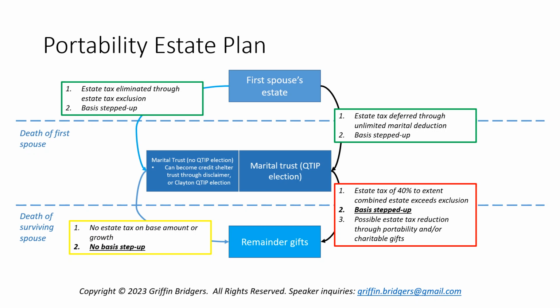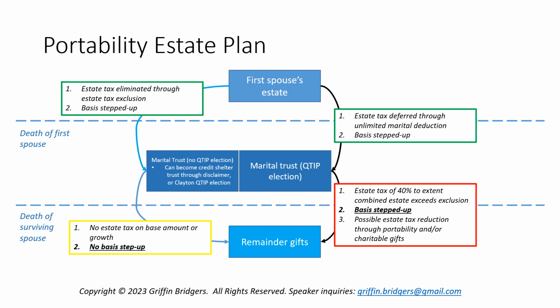So you can have a marital trust, and you can make a Q-tip election with respect to some or all of the assets. The Q-tip elected assets would have the same treatment as we see in the sweetheart plan, in that they would be subject to estate tax at the survivor's death, but would get a basis step up, and that estate tax would be 40% over the combined basic exclusion of the survivor plus the unused exclusion that's still available from the first spouse to die.